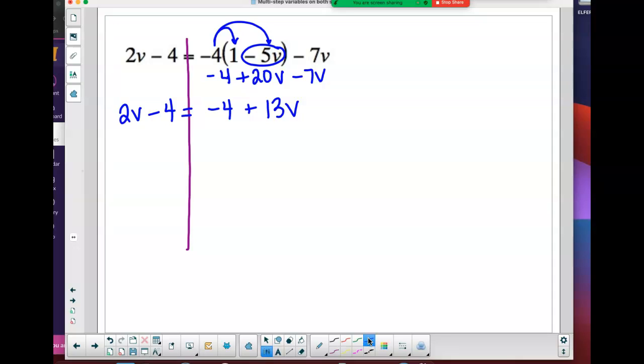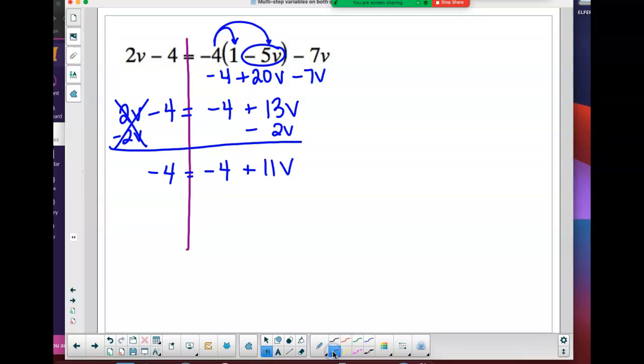All right, now we're at step 3. Step 3 says if there's a variable on each side, then we need to get rid of one of them. Should I get rid of the 2v or the 13v? I'm going to go with the 2, okay? I'm going to subtract 2v from each side. So we can cross these off. I'm left with negative 4 equals negative 4 plus 11v. 13 minus 2 is 11. Now we have a two-step equation.